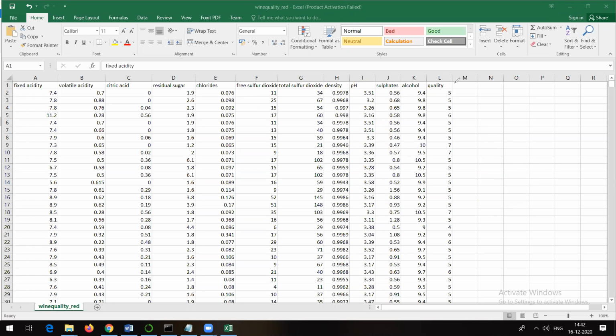Now talking about multi-class classification, I just want to show you a simple example. There are different columns: fixed acidity, volatile acidity, citric acid, residual sugar, chlorides, free sulfur dioxide, total sulfur dioxide, density, pH level, sulfates, alcohol, and this last column is going to be quality. This last column is our target column. We call it the target column, or the output column.